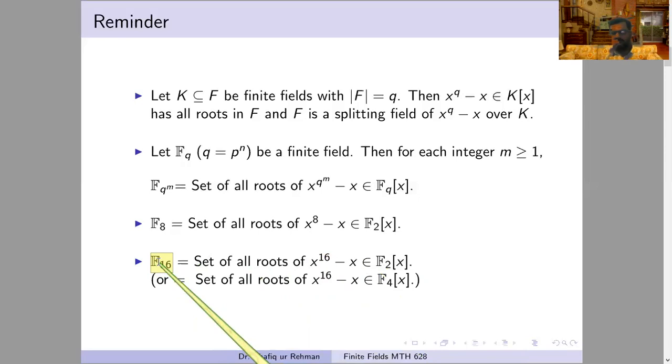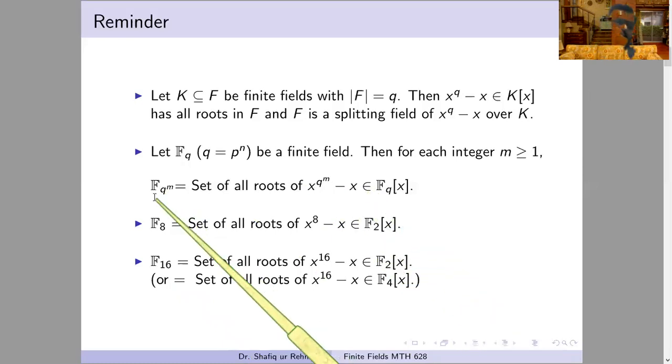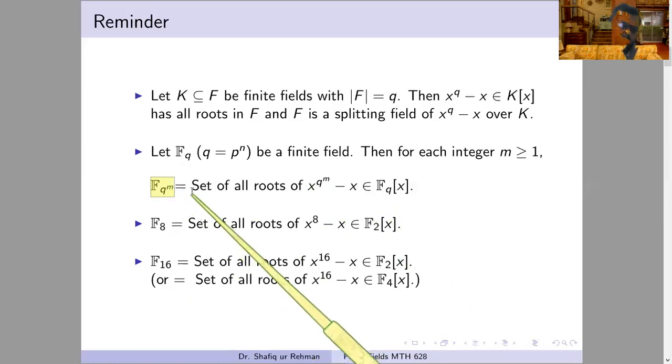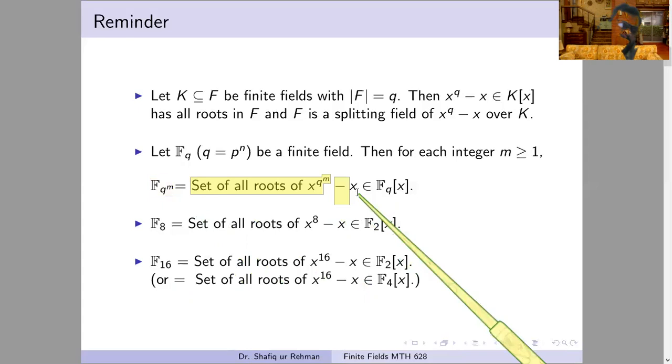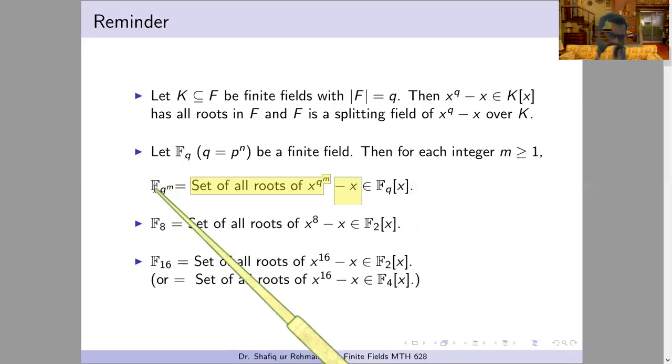So the first message we get here is that a finite field can be seen as the set of roots of a special type of polynomial taken over any of its subfields. For instance, the field F_(q^m) consists of all the roots of this polynomial taken over any subfield F_q of this field.